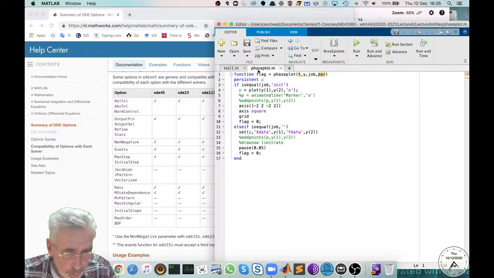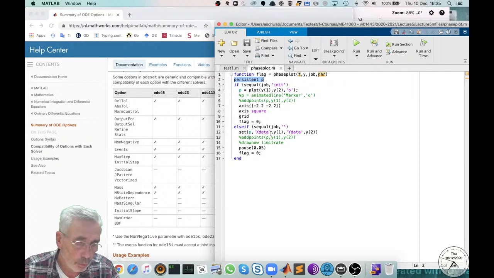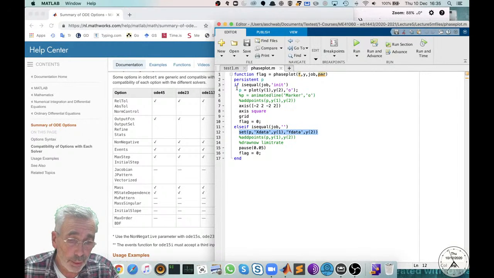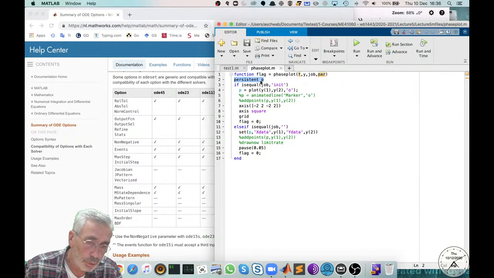By the way, there is one very interesting thing in this new item I learned: persistent P. What does persistent P mean? Well, the first time we enter, we plot a point, and then every next time we update the coordinates of that point by doing set. Now, if we go out of this function and go back, the whole point P is lost. We don't know it, and therefore we need a variable called persistent. A persistent value is a variable which keeps its value within this function. When you leave the function, the value is kept. When you come back, the value is still there.